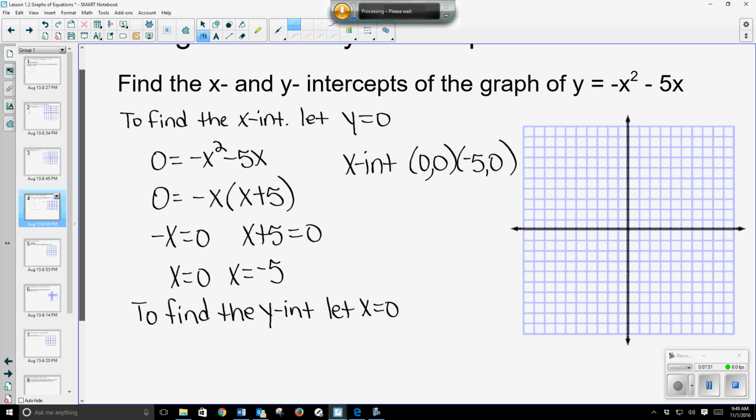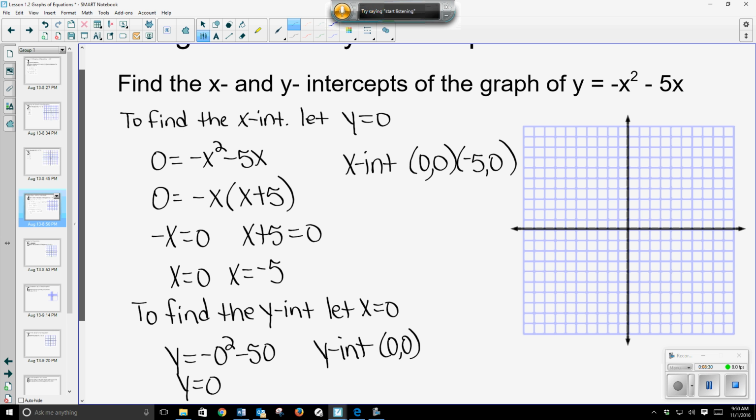Y-intercept's much easier. So the y-intercept is 0, 0, and we should have been able to tell there that that's the x and the y-intercept. It just said to find the y-intercepts. We don't have to graph it. We can graph it to see if that's true, or we can just leave it. Okay, we'll just leave it.